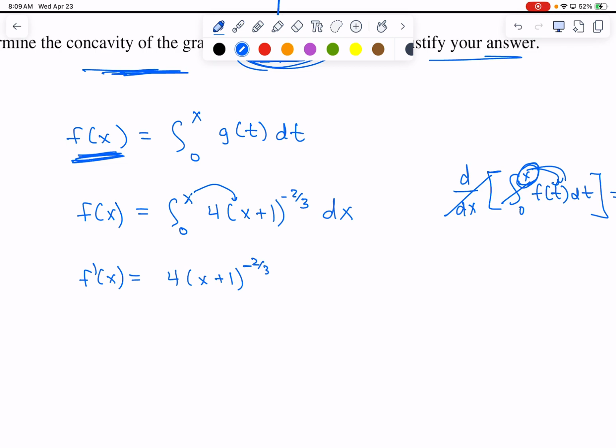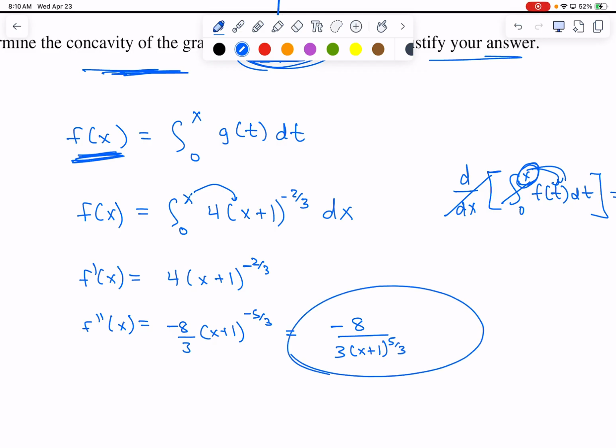Now we can go to the second derivative. What's the second derivative going to be? Now it's easy. So what would that be? Negative 8/3 times x plus 1 to the what? Negative 5/3? Is that correct? All right, there's your second derivative. Negative 8 over 3 times x plus 1 to the 5/3. All right, there's your second derivative.